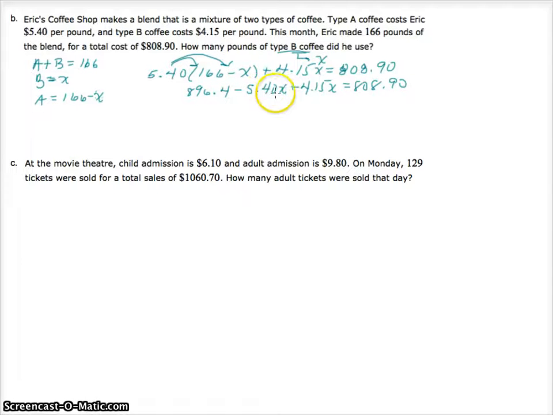Minus 4.50 plus 4.15 is going to leave me 747 minus 0.35x equals 808.90. I'm going to subtract 747 from both sides.